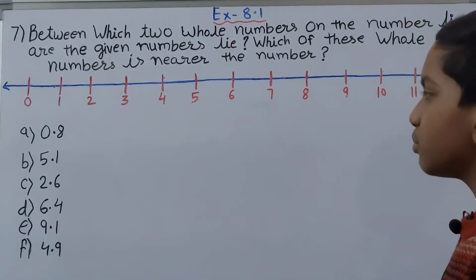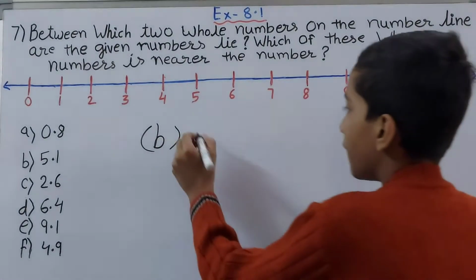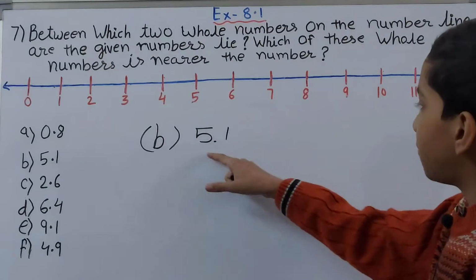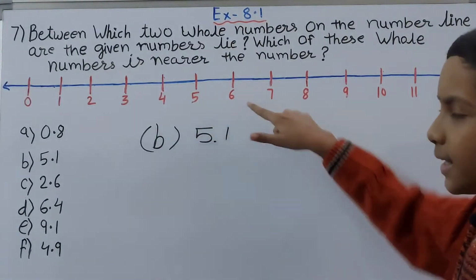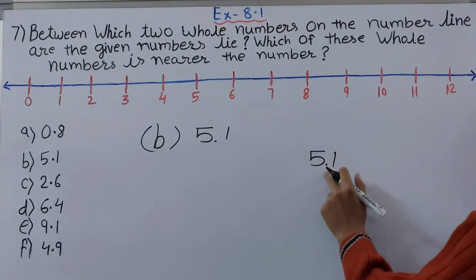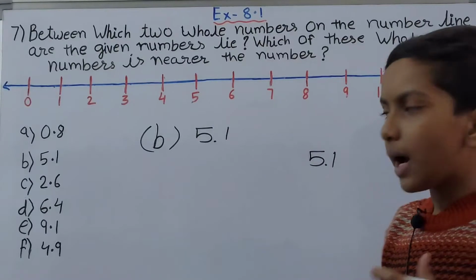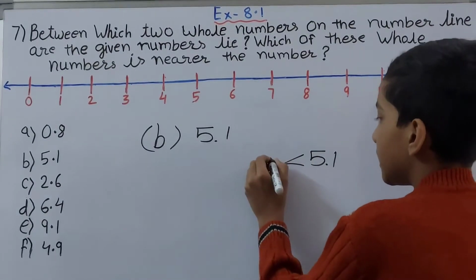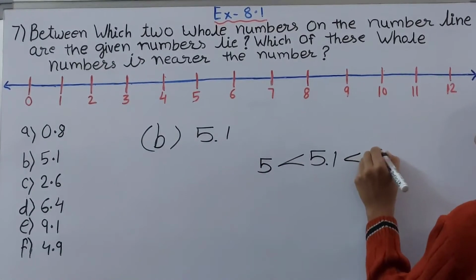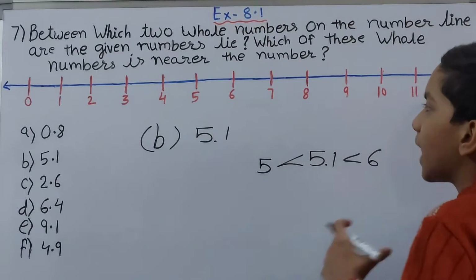So friends, now let's move on to the B part. The B part is 5.1. So you can easily think from this that 5.1 must lie between 5 and 6. Over here this is 5.1. After the decimal point in the tenths place we are having 1. So that means it is not exactly 5 wholes. It is greater than 5 wholes, and it is not making 6 wholes, so it is smaller than 6 wholes. So these are the two whole numbers here, 5 and 6.